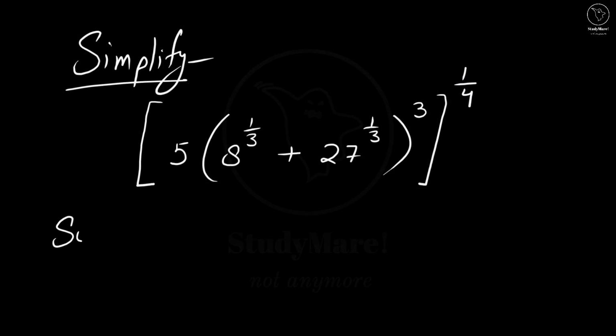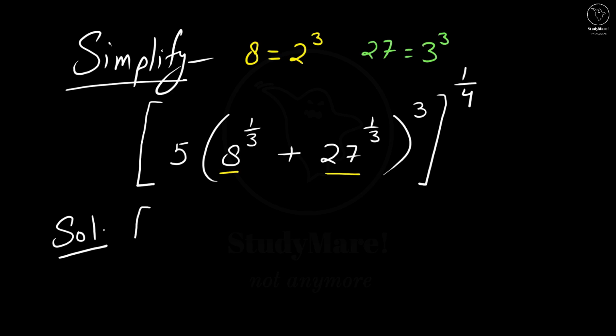Let's do it. The first point, you see here 8 and here we have 27. 8 can be written as 2 to the power 3 while 27 can be written as 3 to the power 3. So we are going to use this to simplify it in our question.